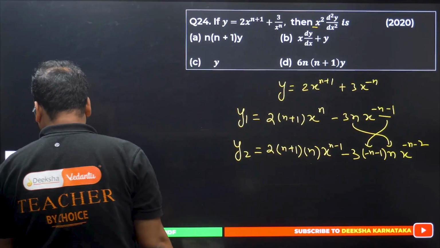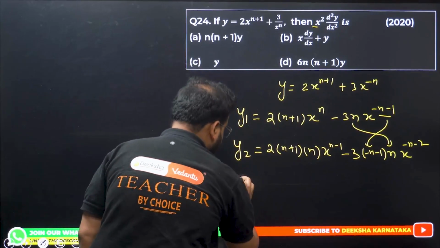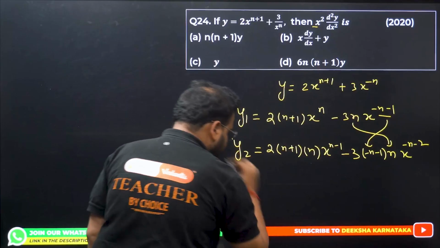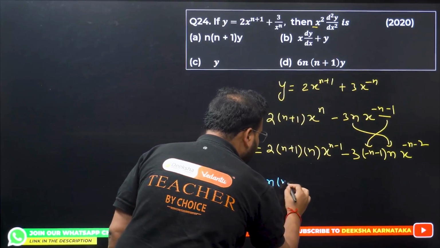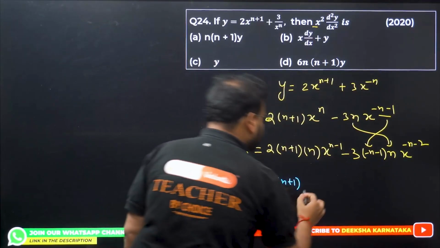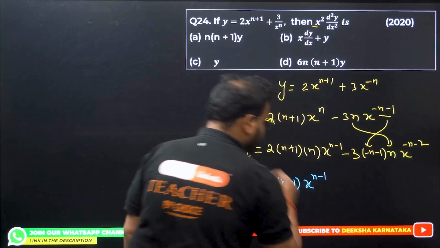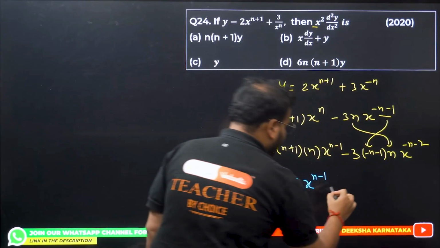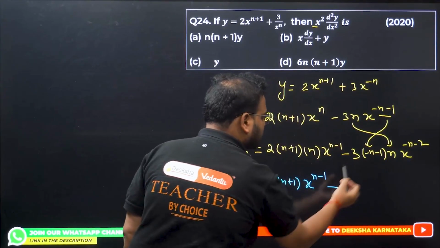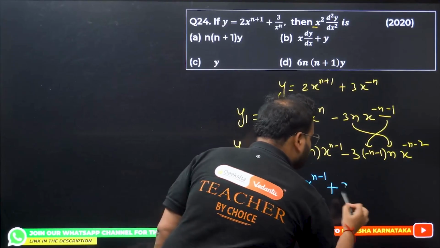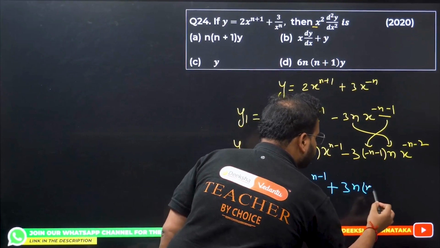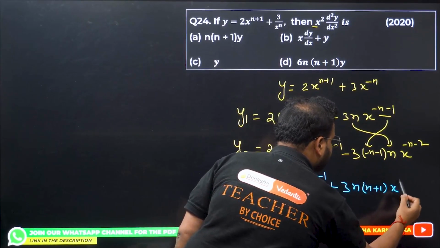Now next step, very carefully, we'll make the sign changes. Have a look. 2 times of n plus 1. Rewriting this, I get x power n minus 1. And minus sign, I'm taking this minus sign outside, it will become plus. So 3n times n plus 1 x power minus n minus 2.